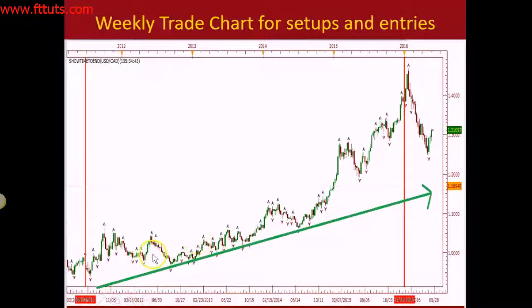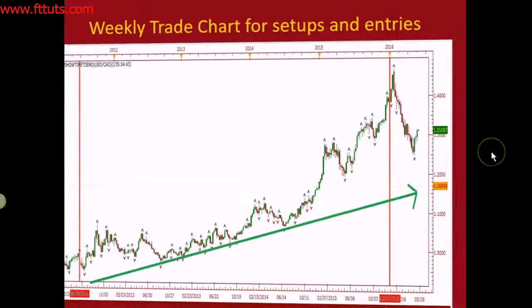And then you're going to use your weekly chart for your setups and entries. So you will drop down to a weekly. After you determine your direction with the monthly, then you'll get into the weekly chart and you'll trade that direction. Now you can trade the reverse direction, but you need to know that you're trading a counter trend move or a pullback.